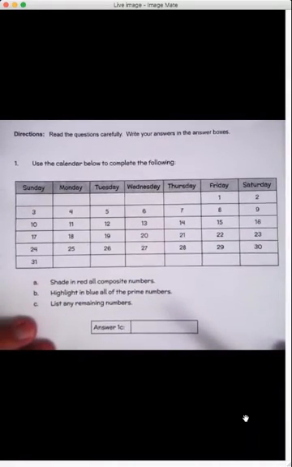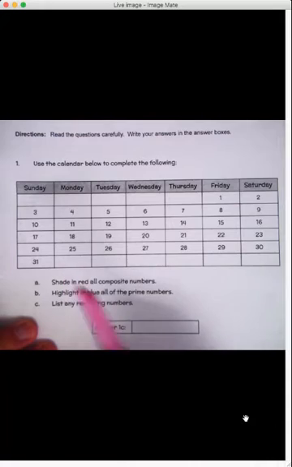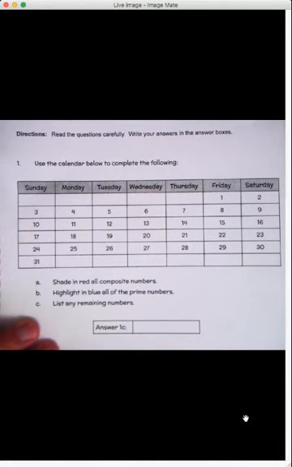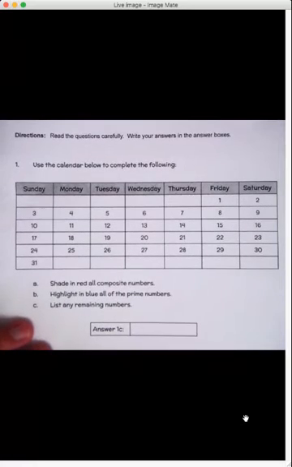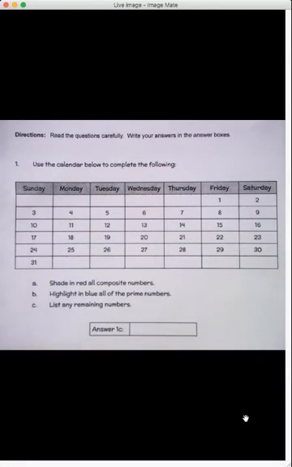Okay, shade in red, we're going to use our trusty pink again. Shade in red all the composite numbers. Now, what's a composite number? Do you remember? It's a number that has more than one factor, right? Prime numbers are just one and themselves as factors, but composite numbers have more than one factor. So all the composite numbers should be red.